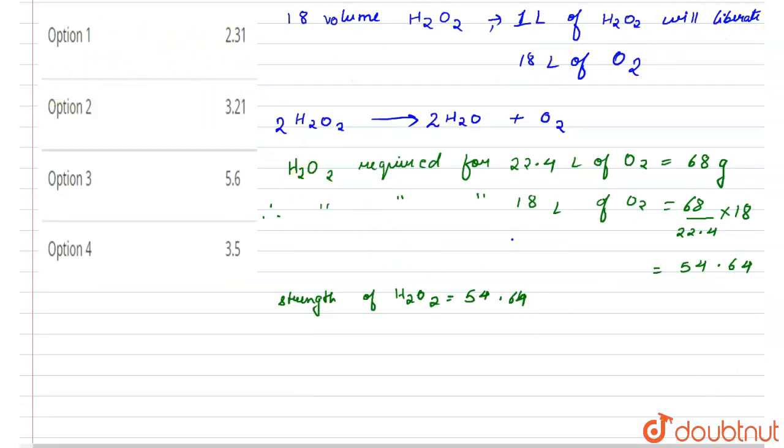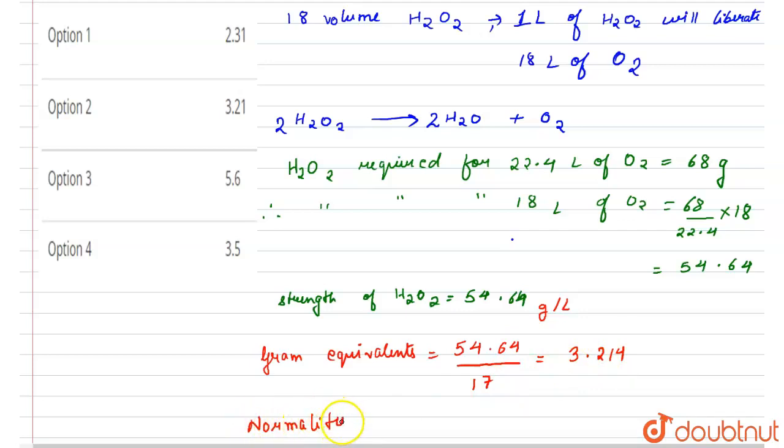We have to calculate the normality. So first we'll calculate the gram equivalents. Now gram equivalents is nothing but strength, which is in gram per liter, divided by equivalent weight, that is 17. When we calculate this, it will turn out to be 3.214. So now we can calculate the normality, which is defined as gram equivalents divided by n factor. So 3.214 divided by n factor of H2O2, which is 1, equals 3.214. So option 2 will be the right answer.